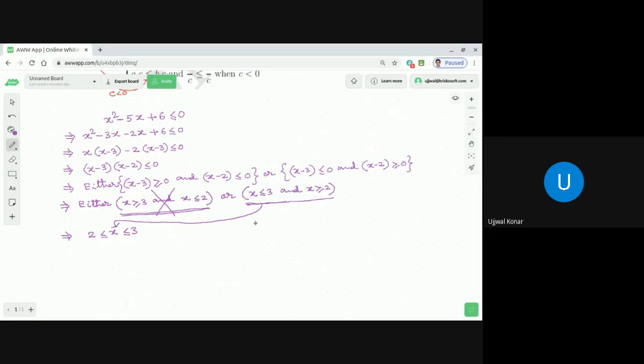So a number which is in between 2 and 3. If you recall your previous 9th and 10th standard mathematics knowledge, between two real numbers there are infinite real numbers. Recall? Yes. So our solution is any real number between 2 and 3, including 2 and 3.